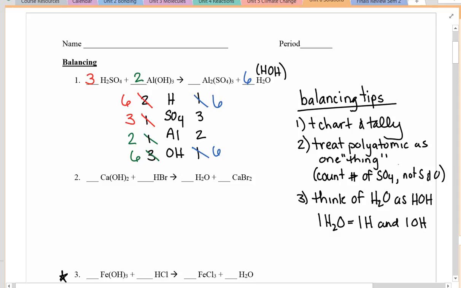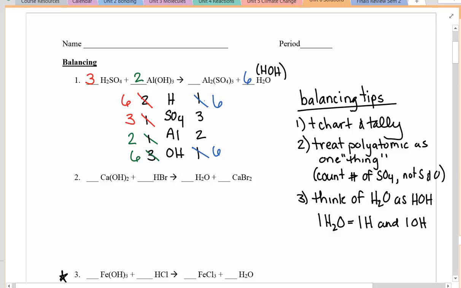When you're doing this, tip number 2, it is helpful to treat your polyatomic ions as one thing. So for example, in this reaction number 1, I counted my SO4s, my sulfates, as a unit. So instead of saying I have 1 sulfur and 4 oxygens, I just said I have 1 SO4. And on the right, I said I have 3 SO4s. So when there's a parentheses, that number outside tells you how many of the thing inside the parentheses you have. So that's tip number 2.